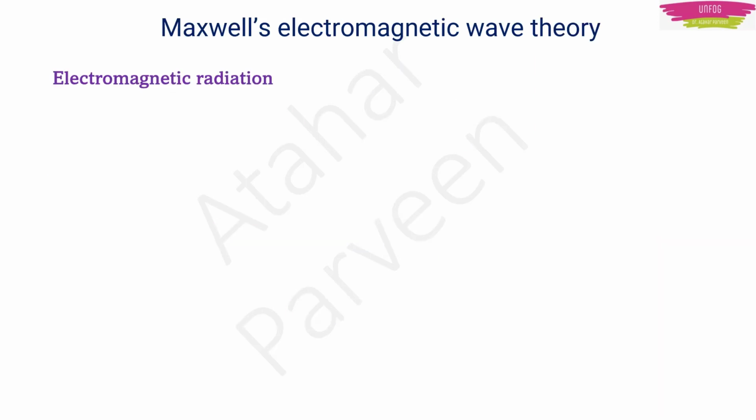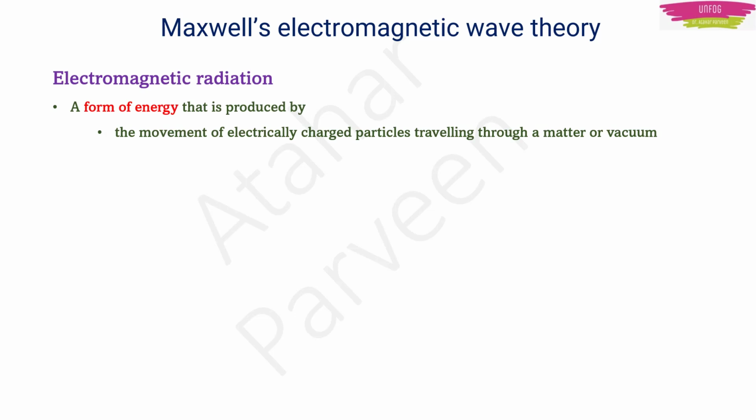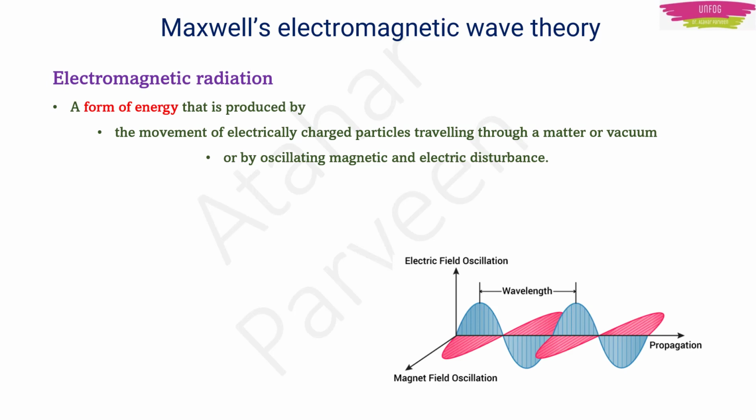Then Maxwell came into the picture. Maxwell also had his own electromagnetic wave theory. He told that electromagnetic radiation is there. It is a form of energy, but it is produced by movement of electrically charged particles traveling through a matter or vacuum, or by oscillating magnetic and electric disturbance. We did all this in the electromagnetic radiation chapter, right? I will give you a glance here. I will give you a brief gist based on Maxwell's electromagnetic wave theory.